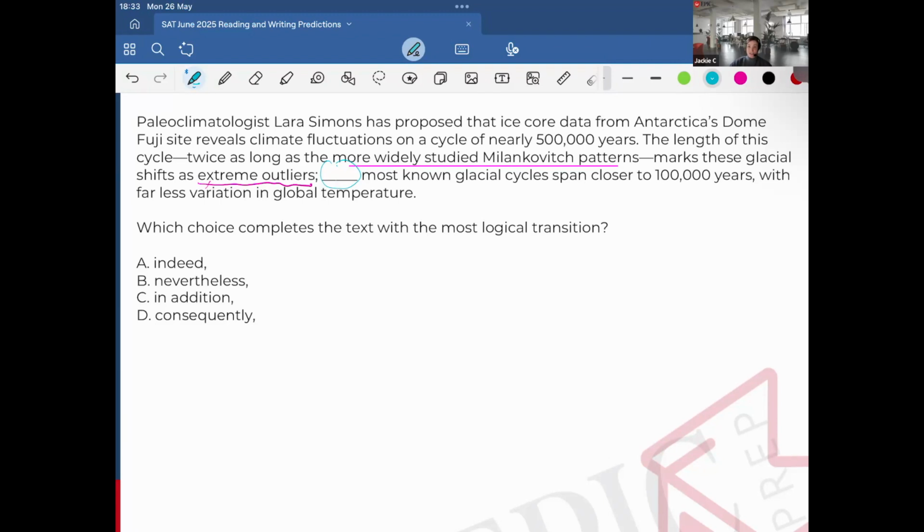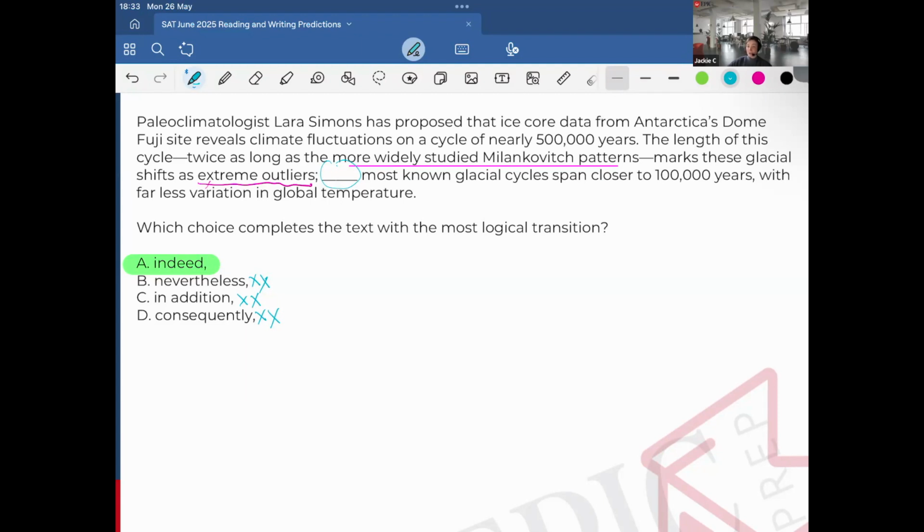It's not contrasting. It's just further stating the glacial cycle: it's 100,000 years with relative variation in global temperature. Those are the ones that are not the outliers. So the only one that emphasizes is, oh my goodness, indeed. Nevertheless, it's contrast. It's not contrasting. It's not adding. And consequently, there's no cause and effect relationship happening. So I would be confident with all these ones.